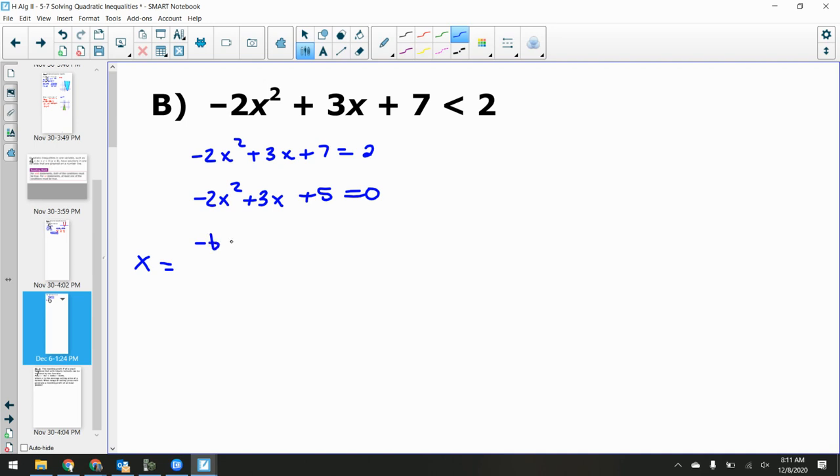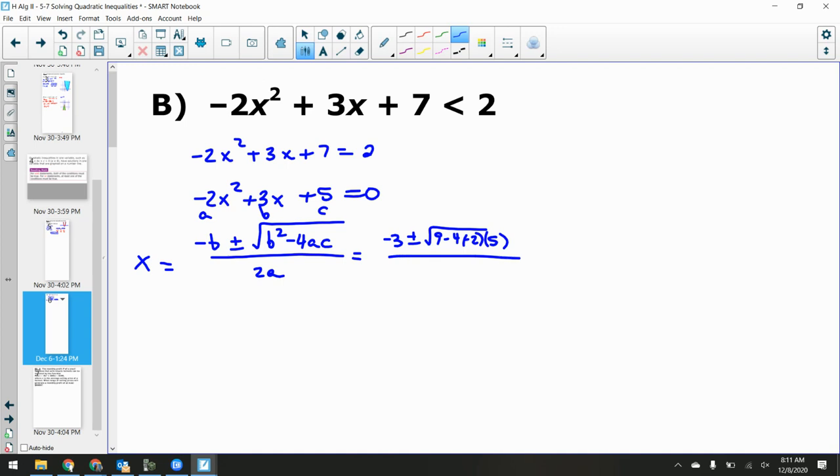x equals the opposite of b plus or minus the square root of b squared minus 4ac, all divided by 2a. Okay, so a is -2, b is 3, c is 5. All right, so -3 plus or minus the square root of b squared, which is 9, minus 4 times -2 times 5, all divided by 2 times -2, which is -4.